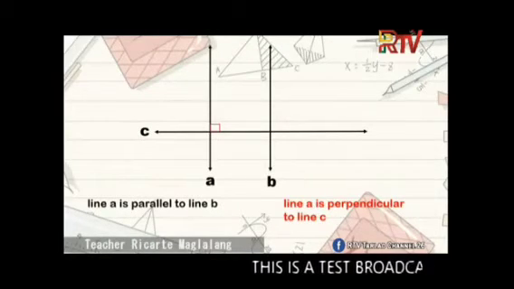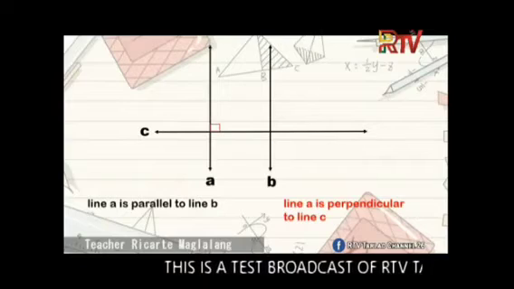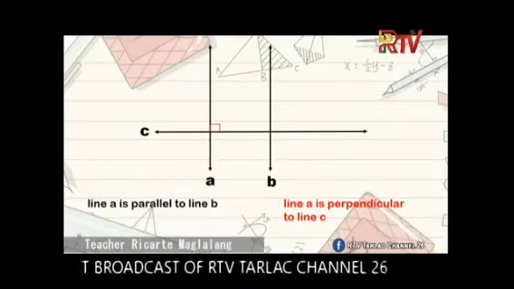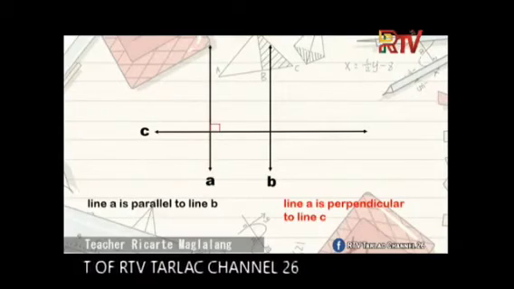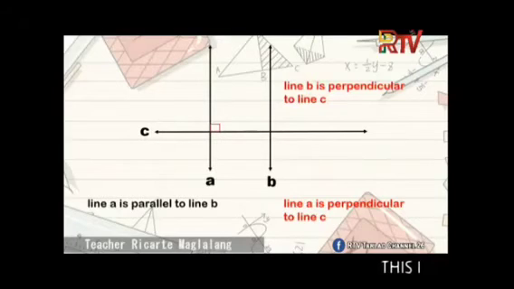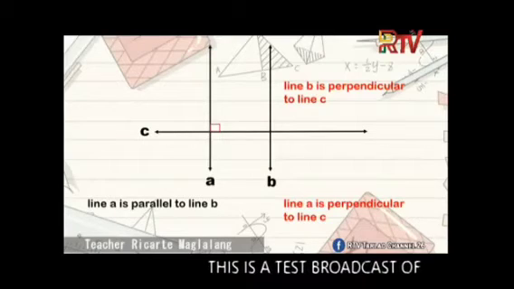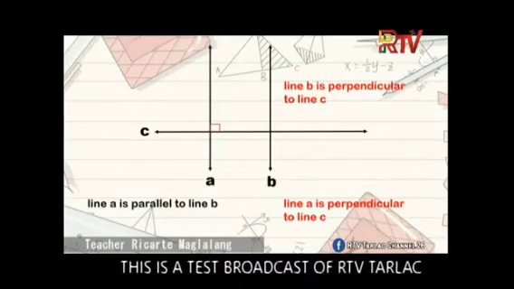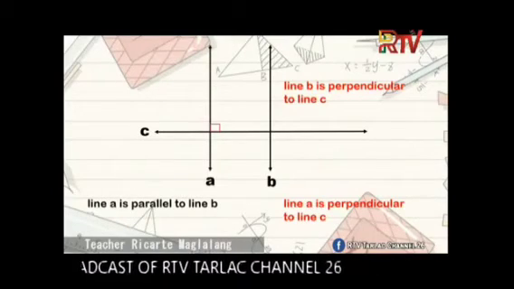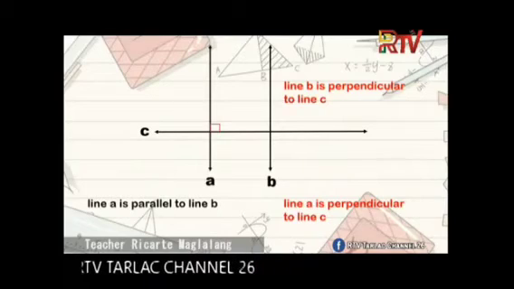Why? Because line A and line C intersect each other and form a right angle in their intersection. Is line B also perpendicular to line C? Yes or no? If your answer is yes, you are correct. But why? Because line A and line B are parallel. Since line A is perpendicular to line C, therefore, line B is also perpendicular to line C, although there is no square sign in the intersection of line B and line C.